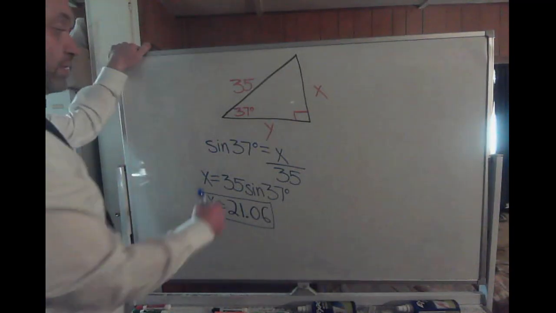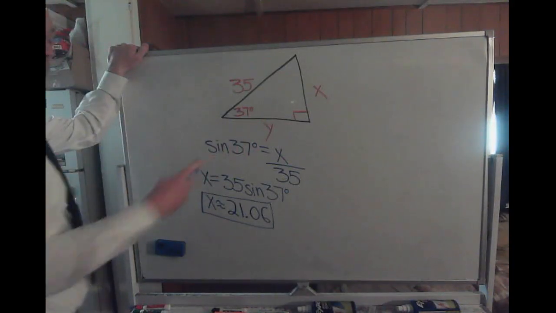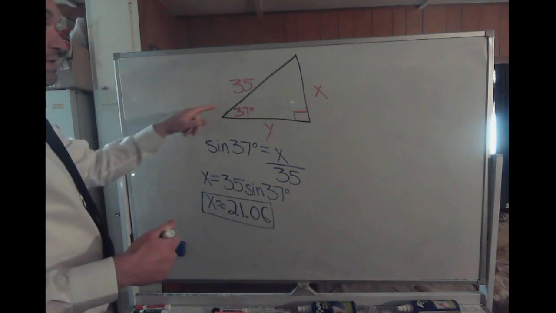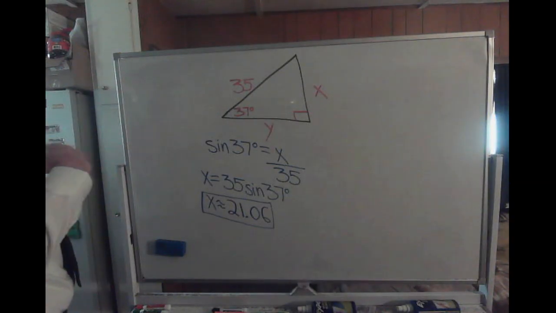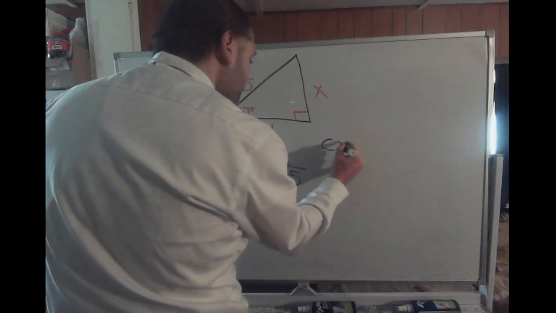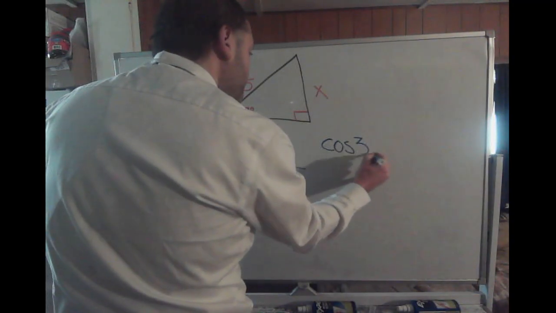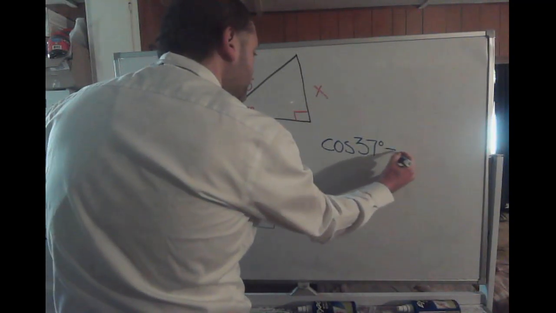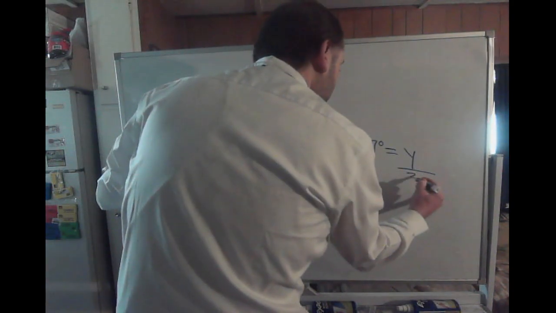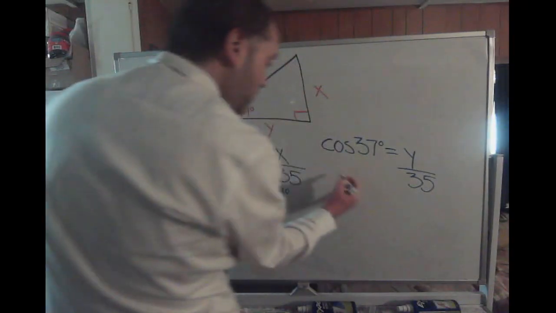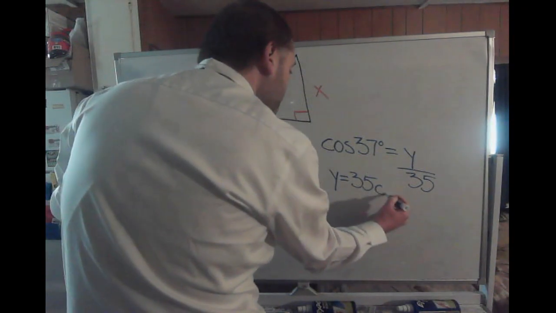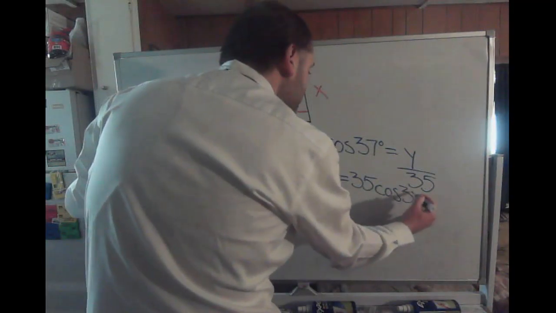Now, we've solved for x, we need to solve for y. Well, if we notice here we have the 37 degree angle, y is the adjacent leg to 37, and then we have the hypotenuse 35. Since you have an adjacent and a hypotenuse, you're going to use the cosine ratio. So you would set up your ratio as the cosine of 37 degrees is equal to y over 35, which then y would equal 35 times the cosine of 37 degrees.